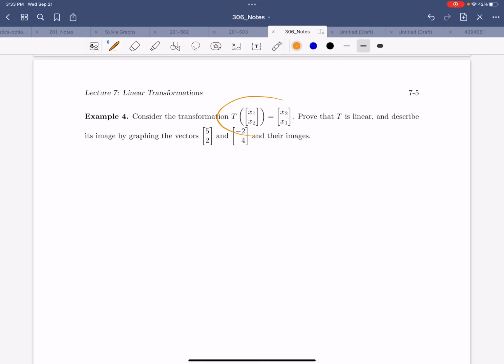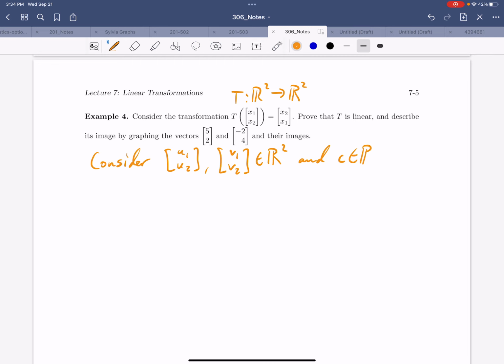Let's show that the transformation T, which flips the x1 and x2 coordinates, is linear, and let's see exactly how that looks when we try applying it to a couple different vectors. Now note, even though I didn't say it, T has domain and codomain R2. So remember, to show that T is linear, consider generic vectors u1, u2, v1, v2 in R2, right, the domain, and maybe some generic real number.